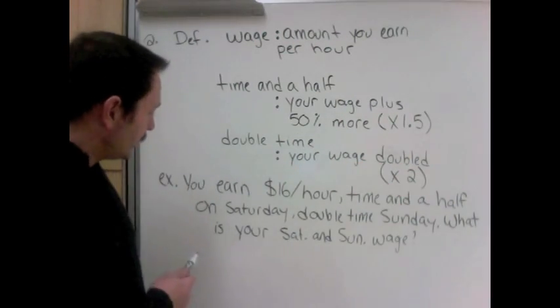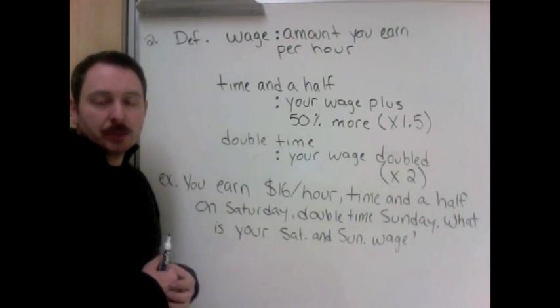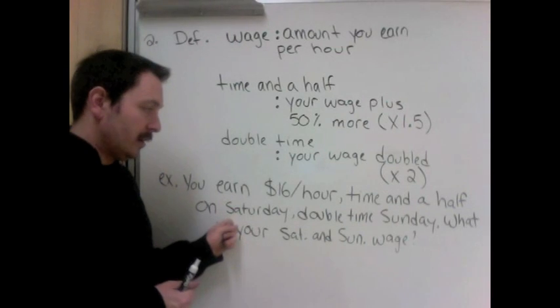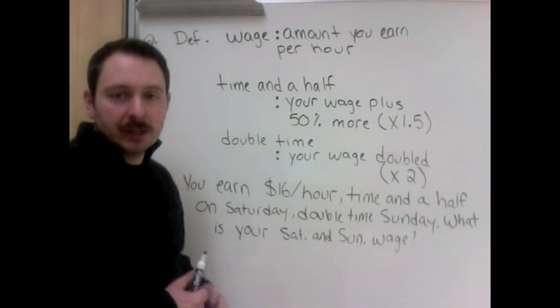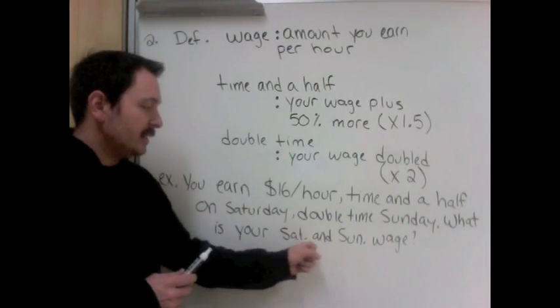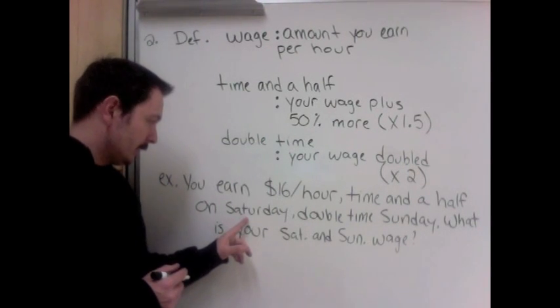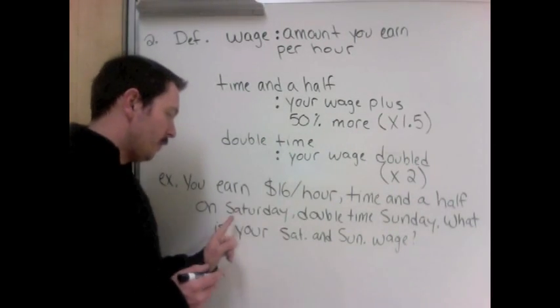So to look at an example, let's say you earn $16 per hour wherever you work. You get time and a half on Saturday, and you get double time if you have to work on a Sunday. What is your Saturday and Sunday wage? So Saturday is time and a half on Saturday.